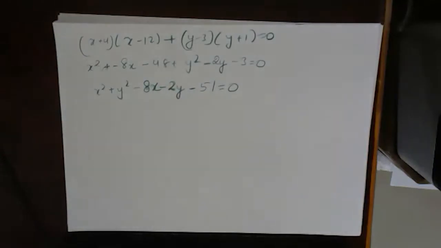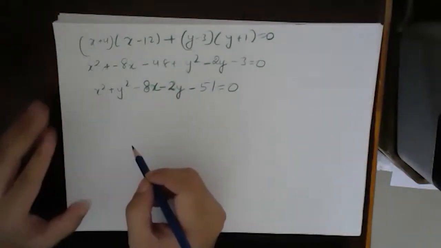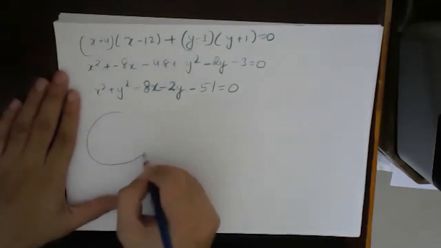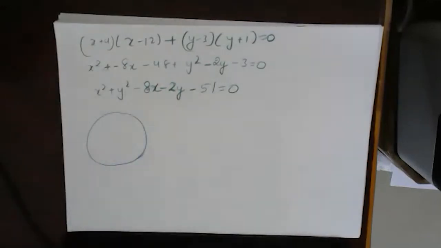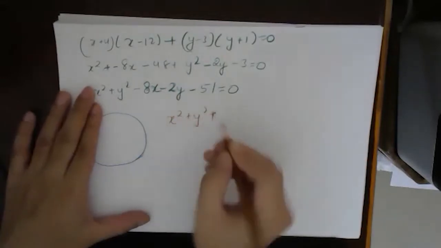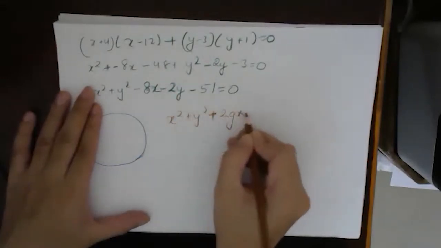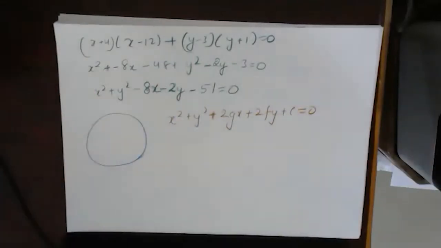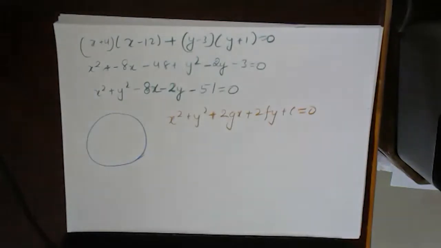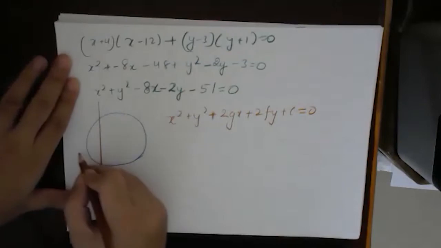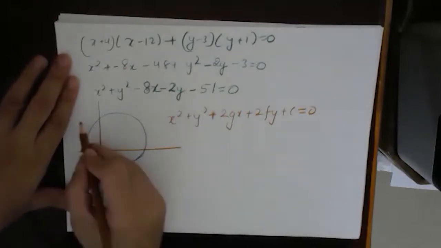Now see, if they are asking you to find the intercept, the best way to solve is, suppose this is the circle given by the general equation x square plus y square plus 2gx plus 2fy plus c equal to 0. And they're asking you to find the intercept. Suppose this is the y-axis and this is the x-axis. Okay, so this will be the y-intercept.